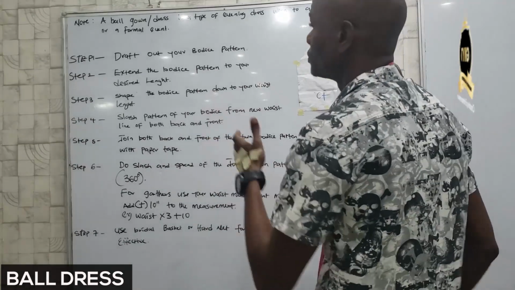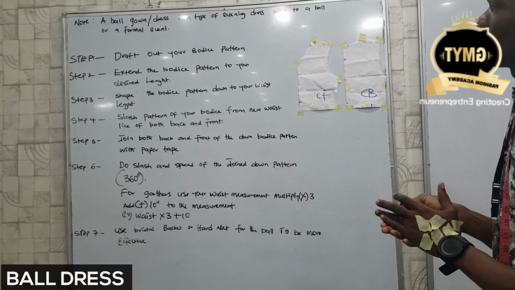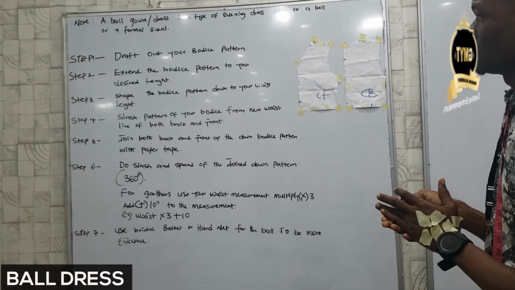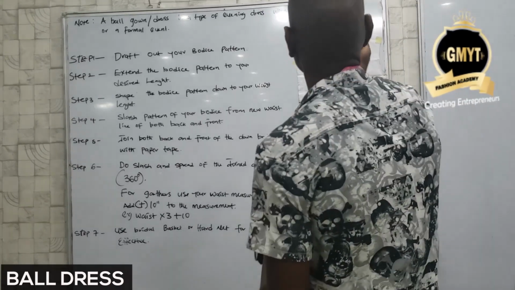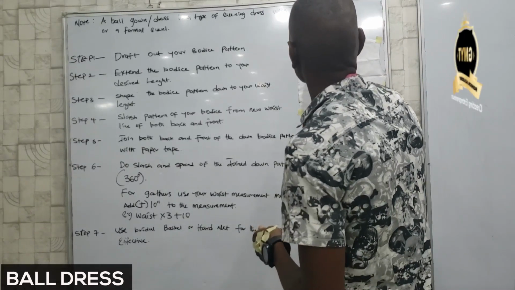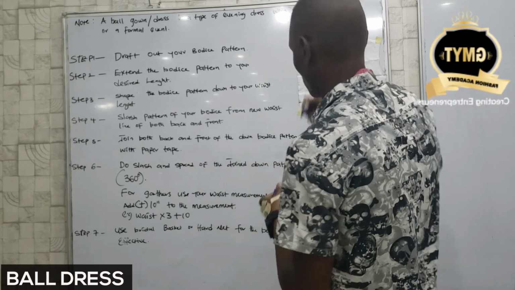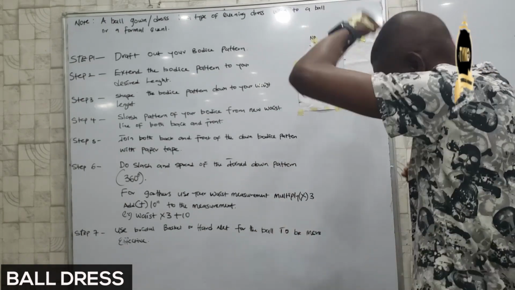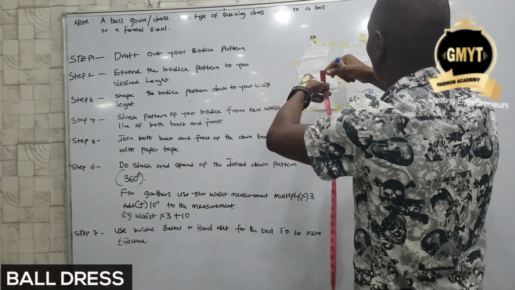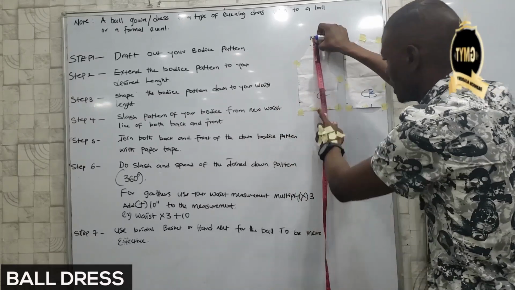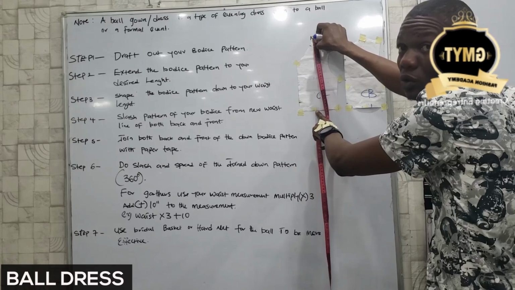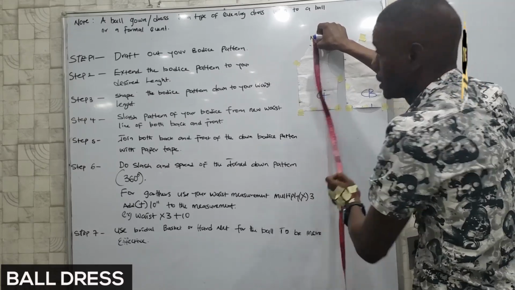Now step 2. The textbook said extend the body's pattern to your desired length. To your desired length, you are starting from your NP, your front NP. It's always good to start all your measurements from your NP. Now you're taking the measurement from your NP down to your desired length, how long you want the ball dress to be. Now you are going below the waistline of what you have here, to your desired length.